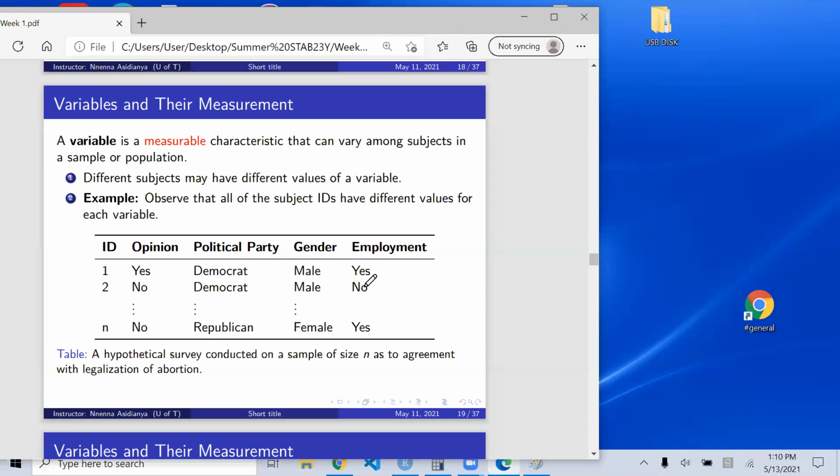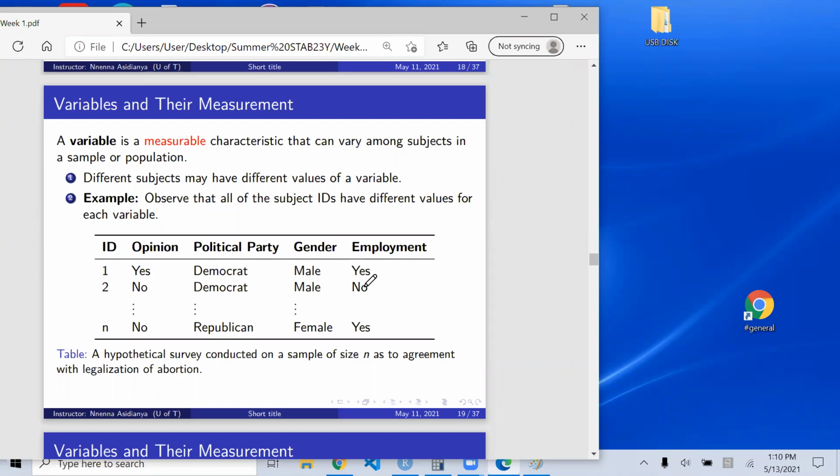Okay, so a variable is a measurable characteristic. So for instance, your political party, if you're a Democrat, Republican, or Independent, is a measurable characteristic that is going to vary across different subjects. If my subject is an individual person, then your political affiliation is going to vary across each person, right? Somebody may identify as a Democrat, another person may identify as an independent, and somebody else may identify as a Republican. So these are different identifications that are varying across each person.